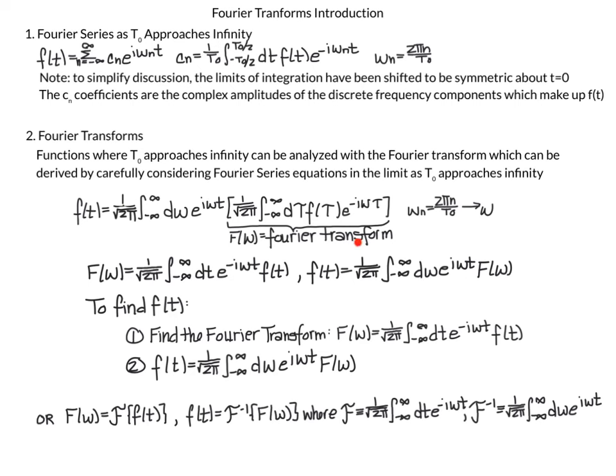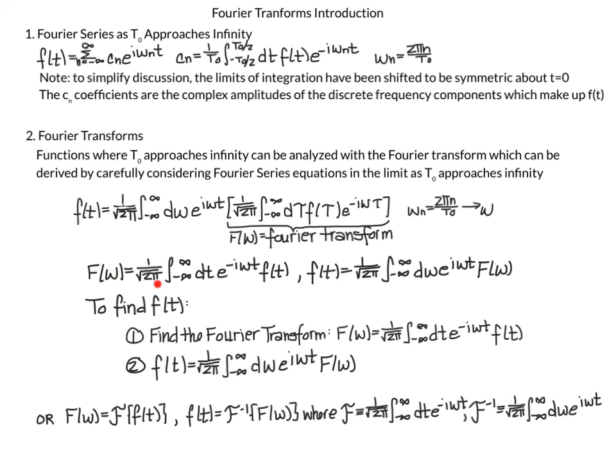Often this formula is broken up into two parts. First, the Fourier transform is taken out, so it is F of omega equals 1 over square root of 2 pi, integral from negative infinity to infinity, e to the minus i omega t f of t. And then f of t, our final formula for our function f of t in terms of sines and cosines, is equal to 1 over square root of 2 pi, integral negative infinity to infinity, e to the i omega t, and then we plug in our Fourier transform here.